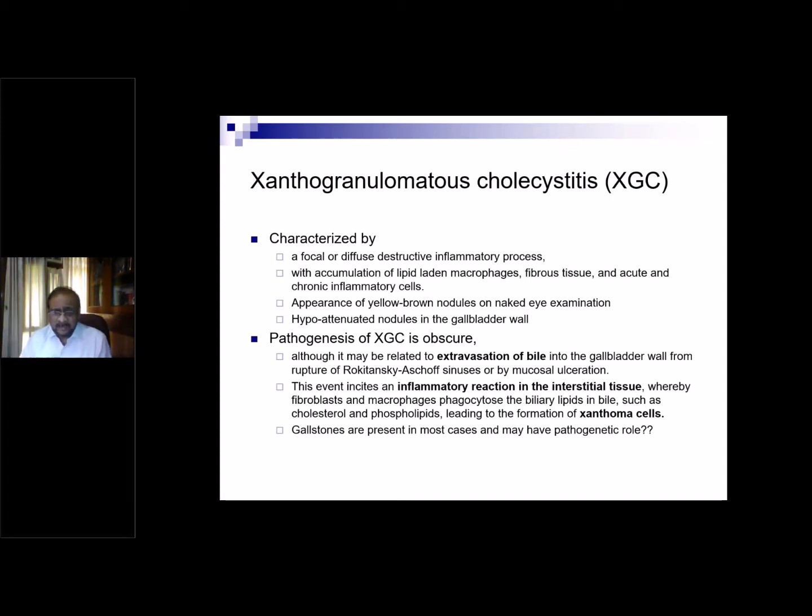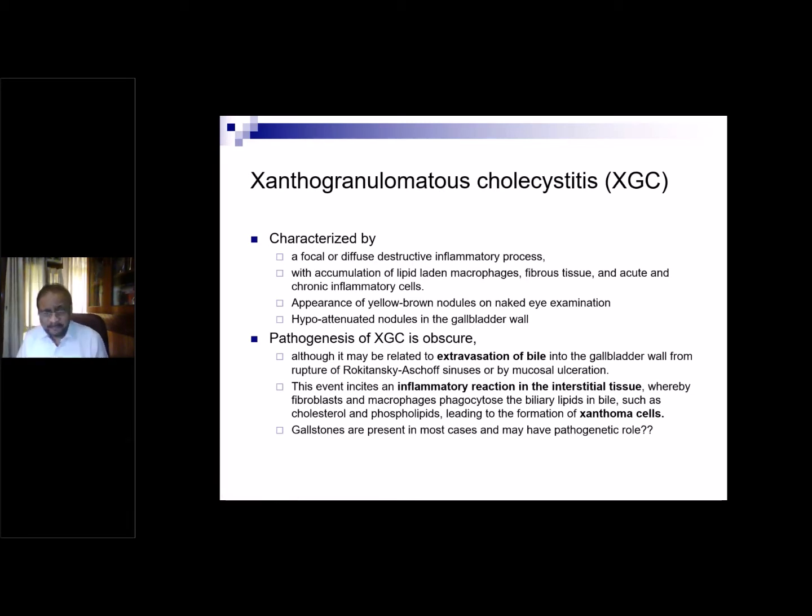And these lipid-laden macrophages appear like yellow-brown nodules on naked eye examination. Just yellow nodules studded all over the mucosa and also over the wall. So in the wall, you'll get the hyperattenuated nodules. Inside the mucosa, you'll get the yellow-brown nodules. If you look at the pathogenesis, this is basically what is happening inside the gallbladder.